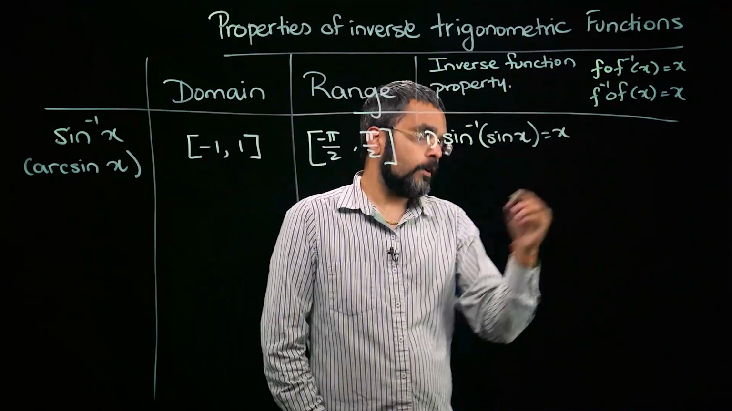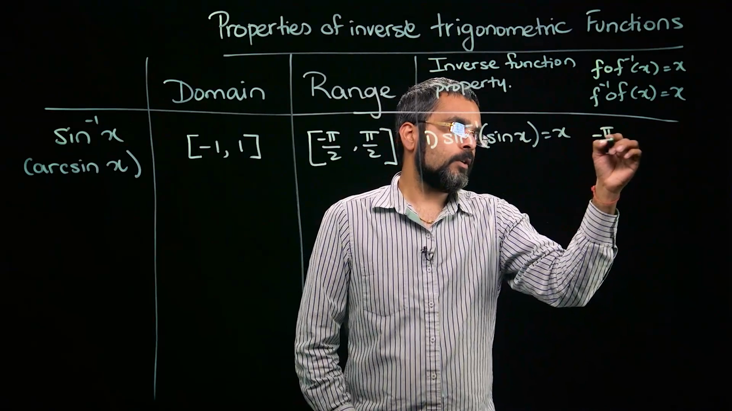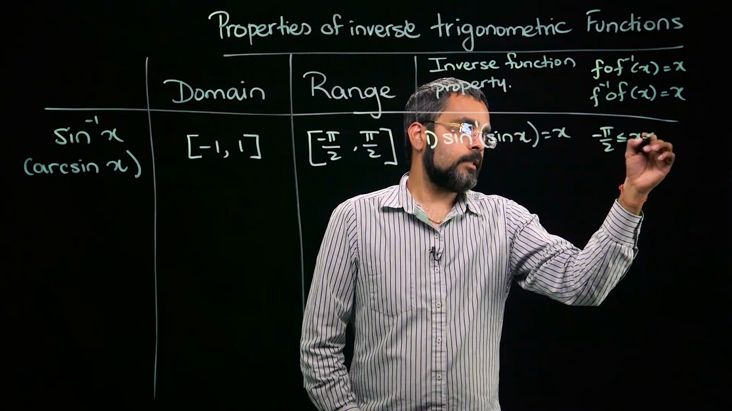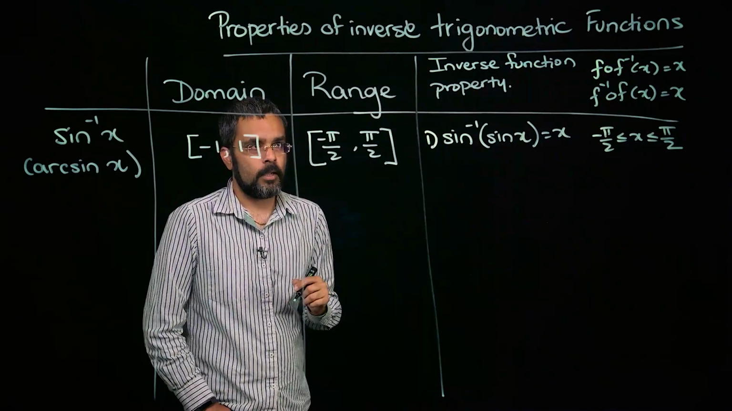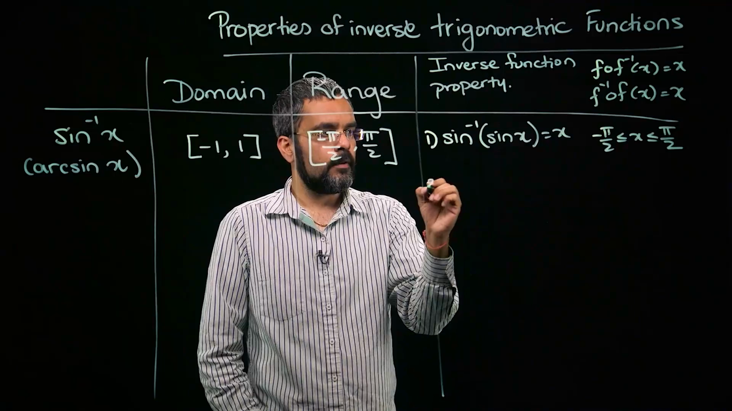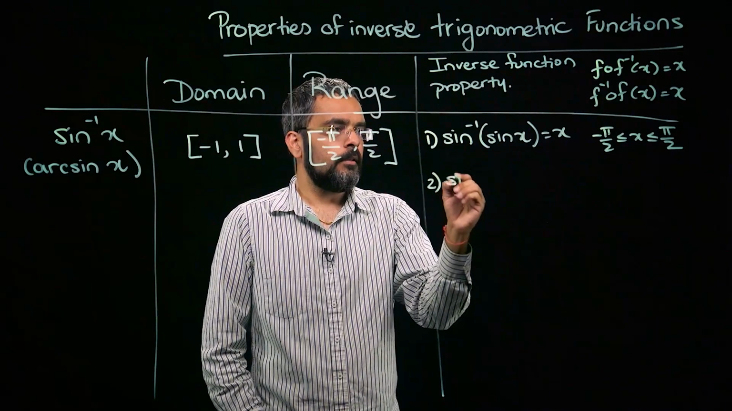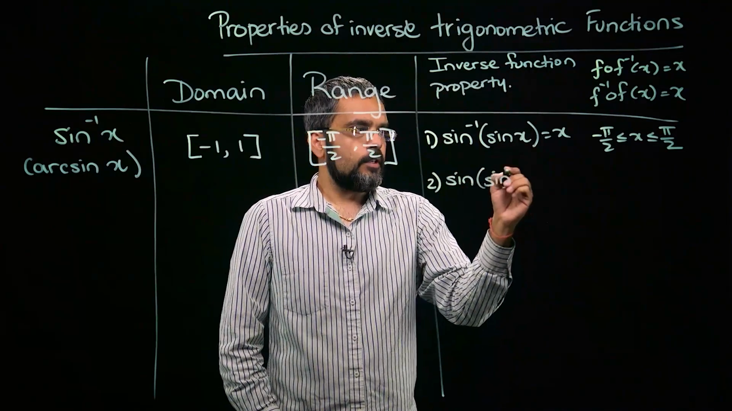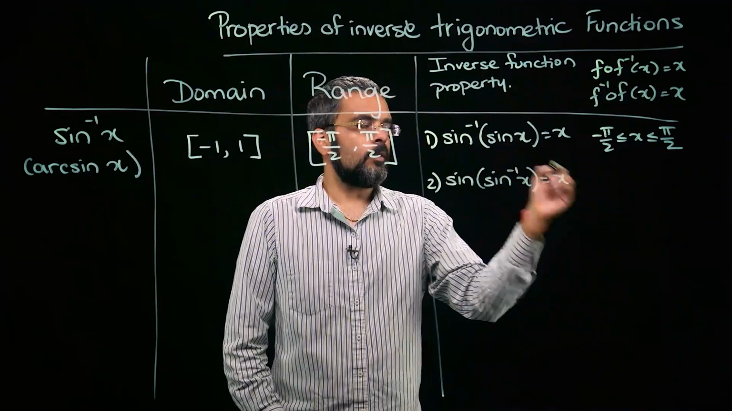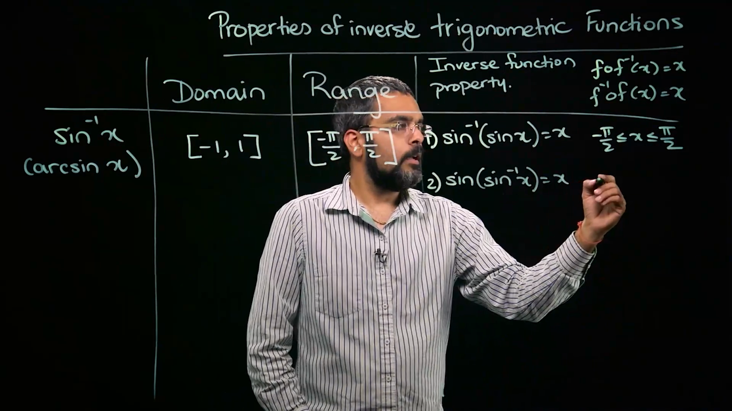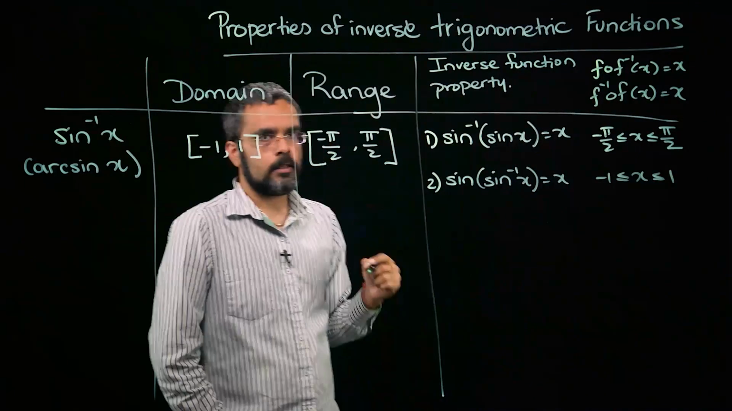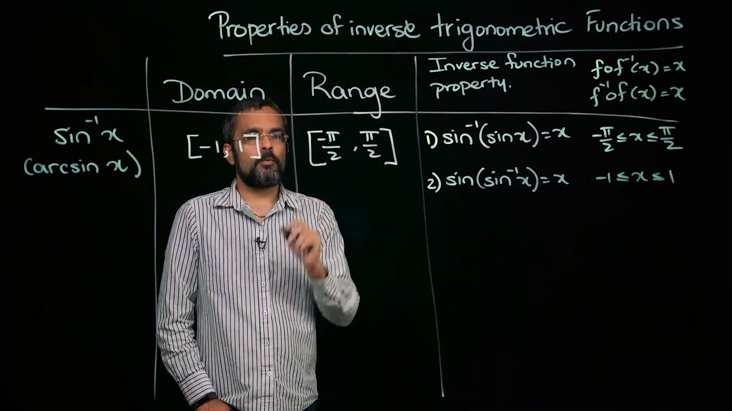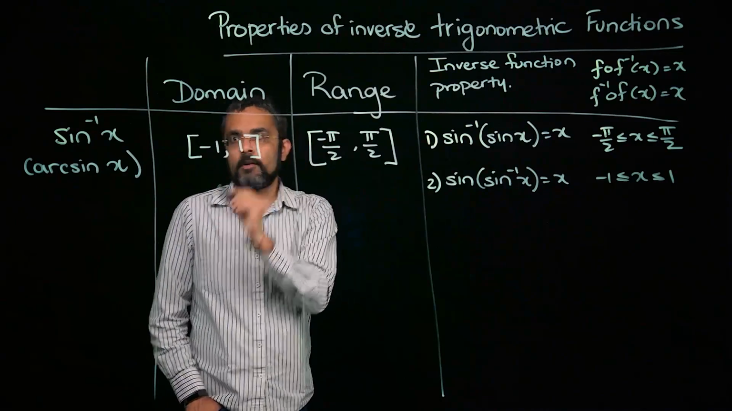whenever -π/2 is less than or equal to x less than or equal to π/2. And the second one is sine of sine inverse of x is also equal to x when -1 is less than or equal to x less than or equal to 1. So these are the two properties I have for sine of x.